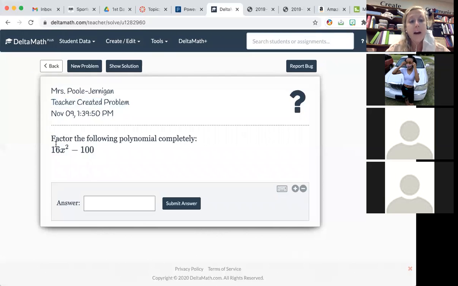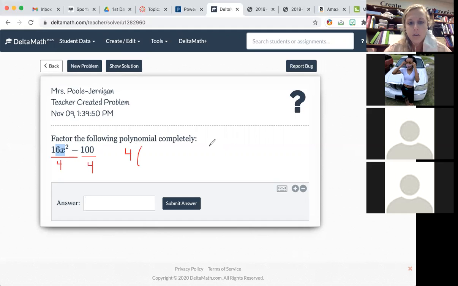So how do we factor a binomial? What do we always look for first, no matter what kind of polynomial it is? Common factor. Good, greatest common factor. So what's the greatest common factor between 16 and 100? 4. Good. Divide by 4. So that means we're taking out a 4, right?